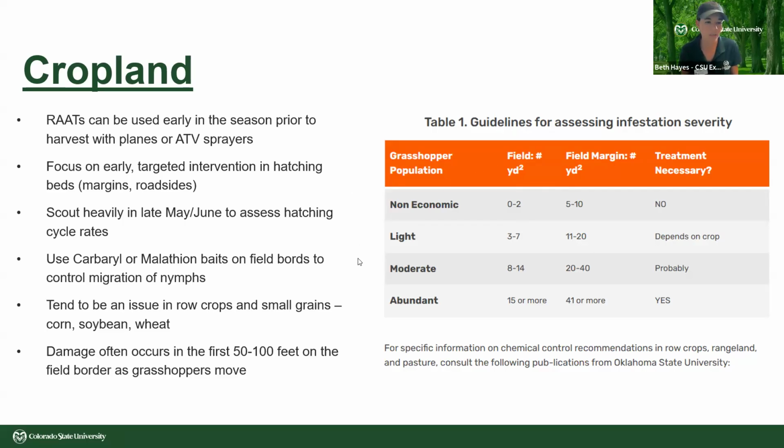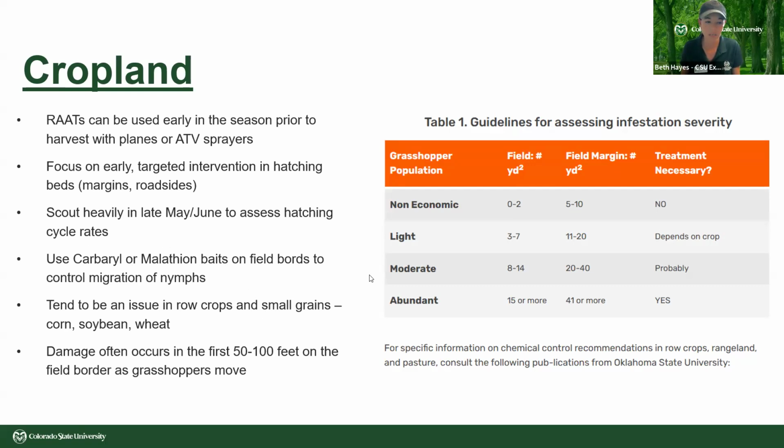So with cropland, you want to scout heavily in late May, June to see where you're at in a hatching cycle rate, because if most of yours have already hatched, you're really just dealing with adults, you have some different options than if you're having half adults and now you're also dealing with another full set of hatching rates that you're going to have to manage. So those are two different items that you have to keep aware of.